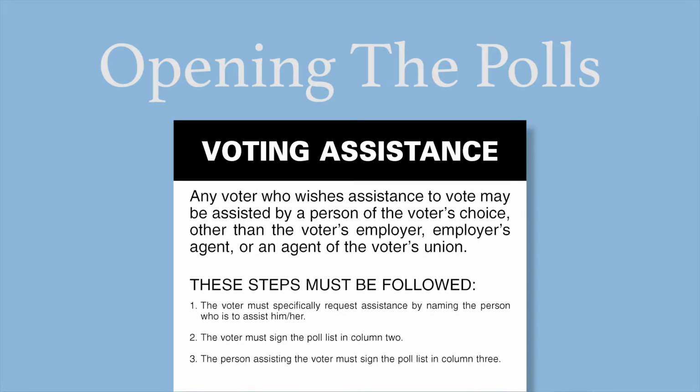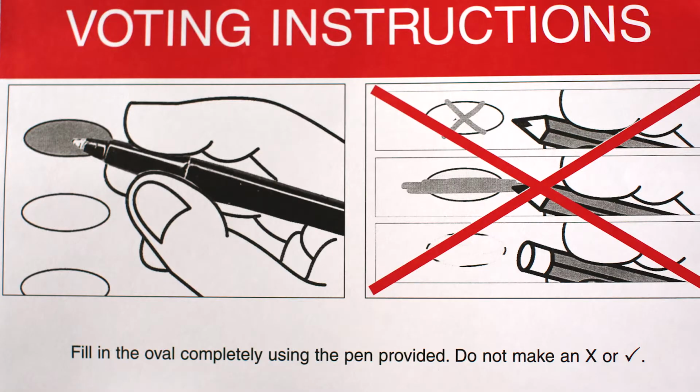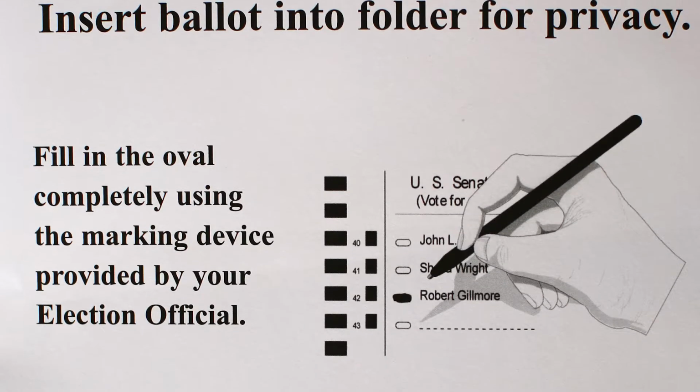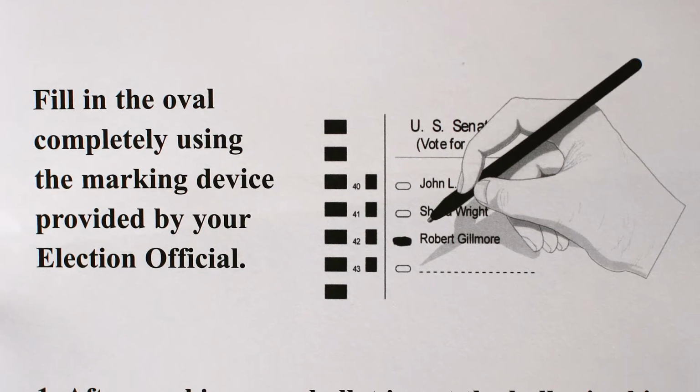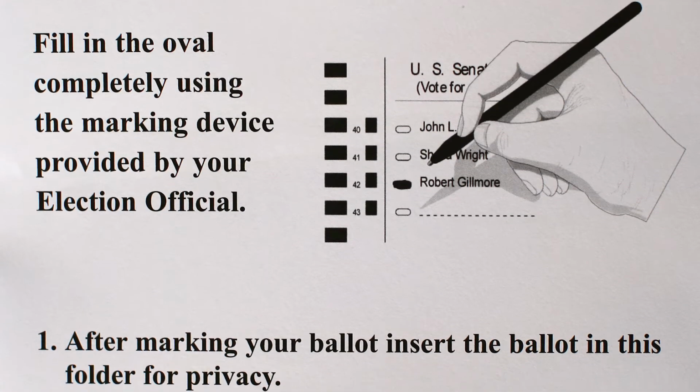There is a voter assistance poster. Anyone may assist a voter except the voter's employer, agent of that employer, or a union agent. There are signs on how to properly mark a ballot, instruction posters. That is to be displayed also on a secrecy folder. There are instructions on it as well.